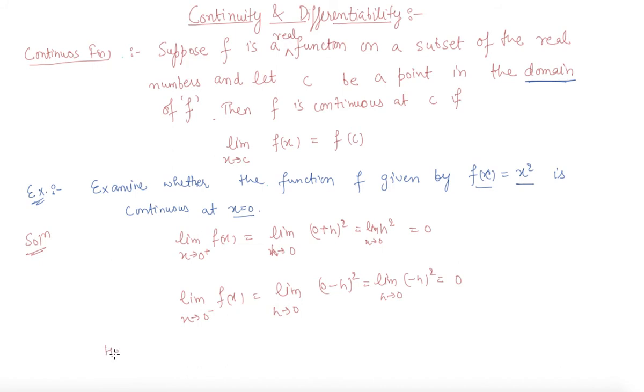So hence we can say that as the left hand limit LHL is equal to the right hand limit RHL, the function f(x) equals x square is continuous at x equal 0. Okay, students, let me take one more example on this.